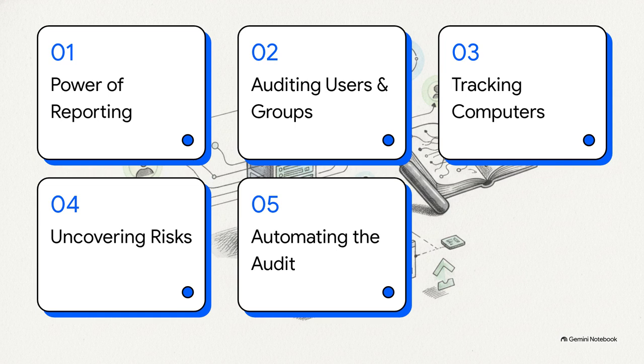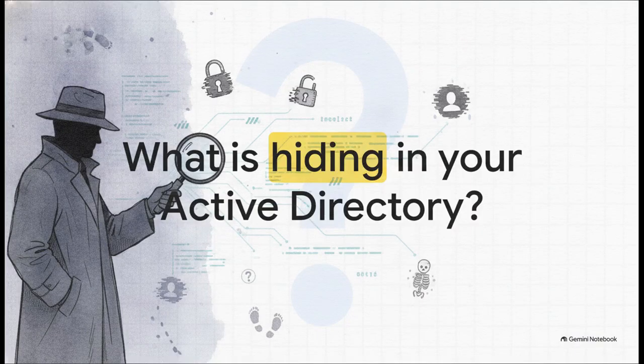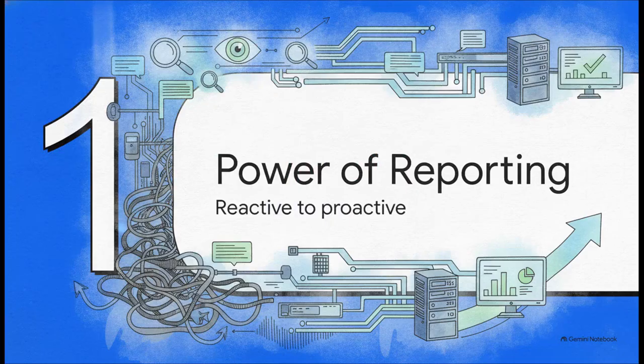We're going to start by looking at the power of reporting, then move into auditing users and groups, tracking computers and domains, and uncovering those sneaky security risks. Finally, we'll wrap it all up by automating the entire audit. I want you to keep this question in the back of your mind as we go. What is actually hiding in your Active Directory right now? Think of this explainer like a detective hunt. We're on the lookout for anomalies, stale accounts, and those silent security gaps that are just lurking in the shadows waiting to be exploited. Let's jump right into it.